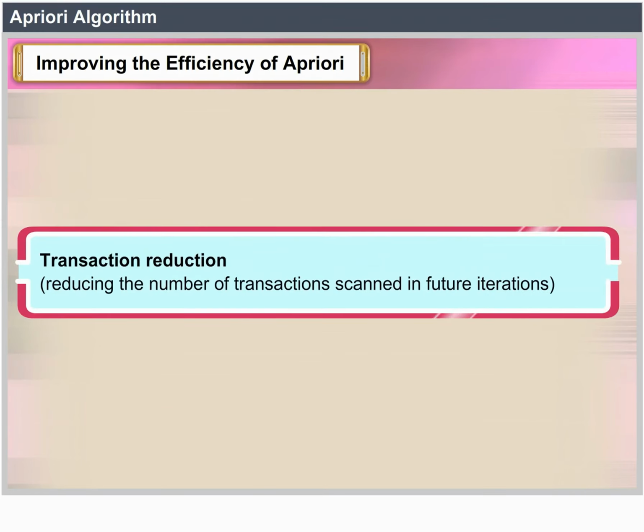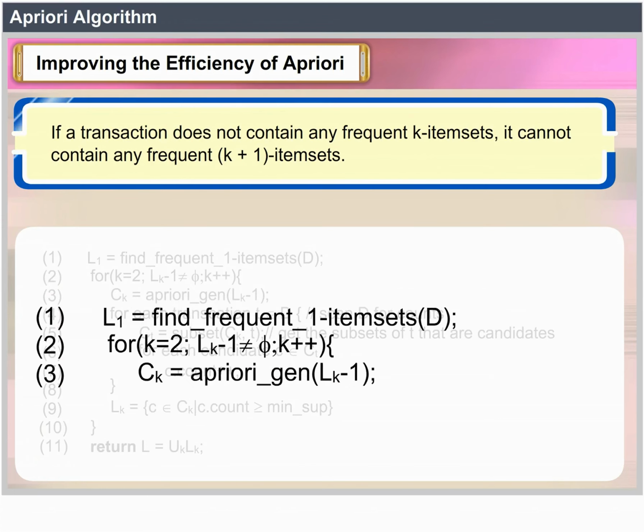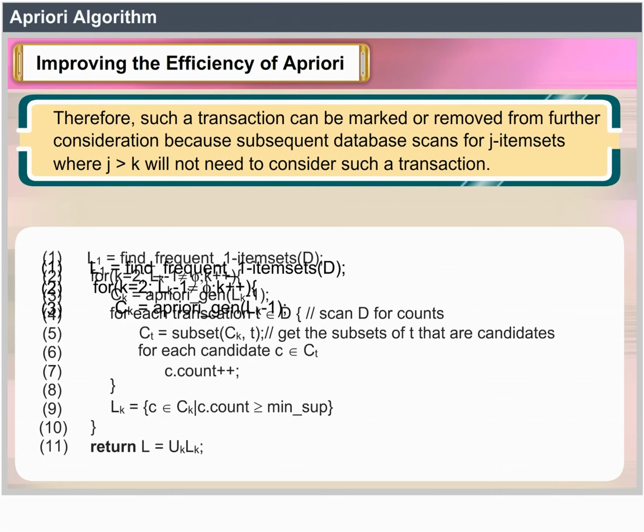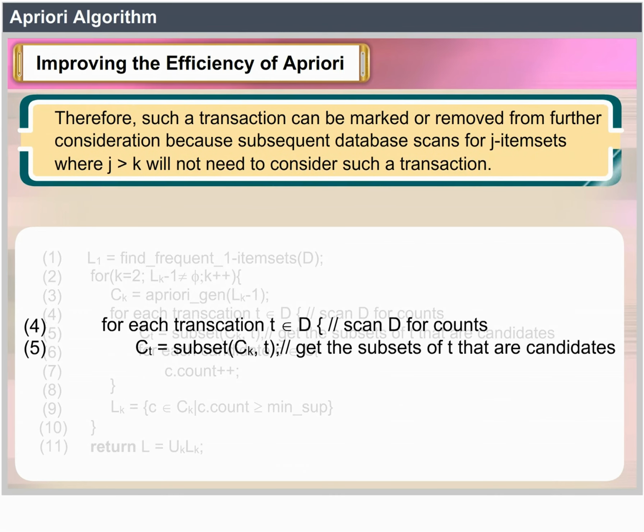Transaction reduction. Reducing the number of transactions scanned in future iterations. A transaction that does not contain any frequent K item sets cannot contain any frequent K plus 1 item sets. Therefore, such a transaction can be marked or removed from further consideration because subsequent database scans for J item sets, where J is greater than K, will not need to consider such a transaction.